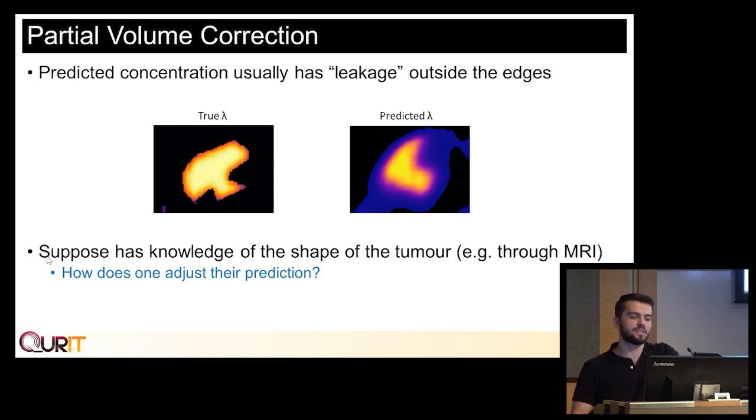The question you ask is, suppose you have knowledge of the shape of the tumor through, for example, MRI, where you have a really high resolution idea of what the tumor looks like. How do you adjust this prediction, if you know the shape of the tumor, to get this here? That's partial volume correction. It's one type of partial volume correction.